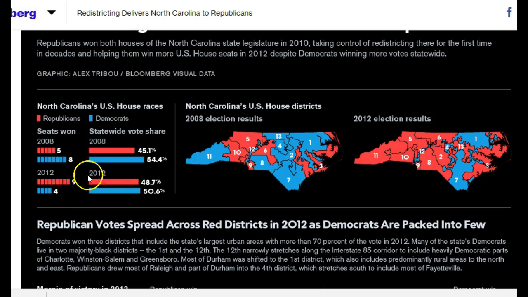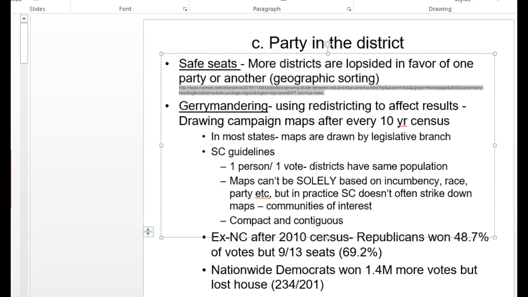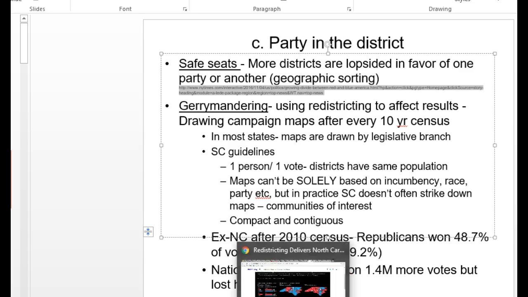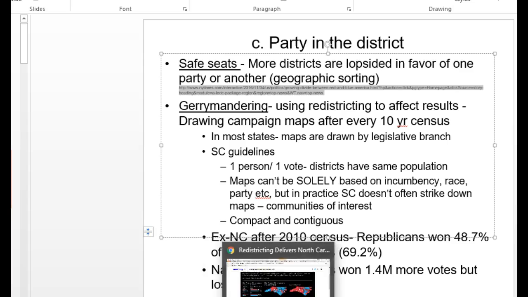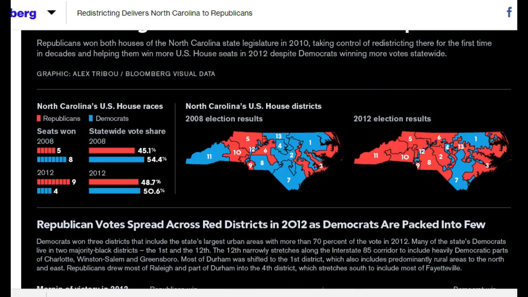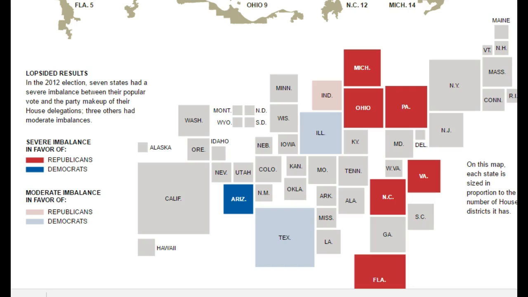And so the result of this nationwide was that the Democrats lost the House to the Republicans, even though 1.4 million more votes were cast for Democrats than for Republicans. And so it gave this impression that the country had shifted to the Republican Party, when in fact it was a result of gerrymandering, right?